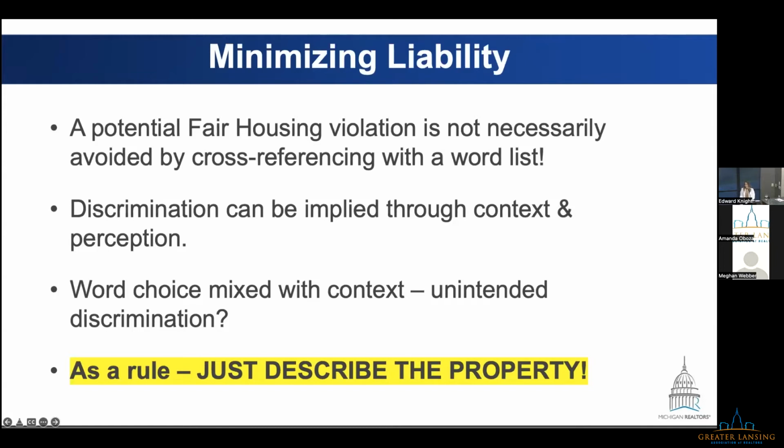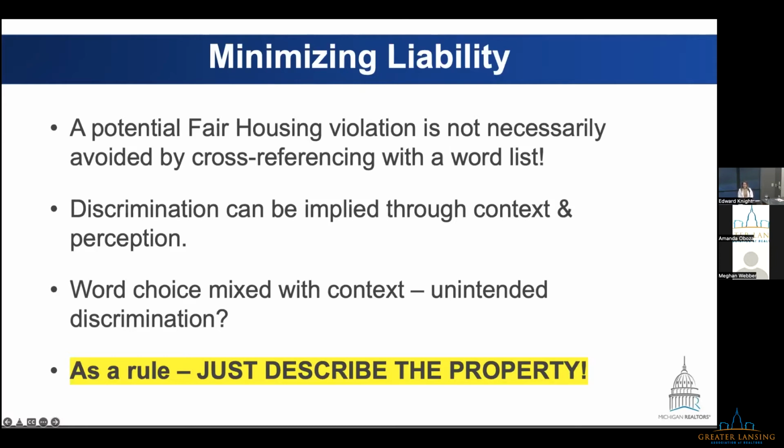But again, I think that the key takeaway here is that when we're creating these advertisements, just go back to that number one golden rule, which is to just describe the property. That's really the best way of minimizing any chances that there could be confusion over context and word meaning. Because if you're just describing the physical attributes of the property, then no one can come back at you and ask you, well, what did you really mean when you said XYZ?